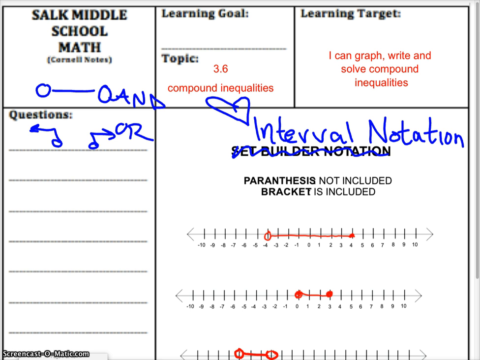And you're either going to have a situation that looks like this, parentheses. That's when it's not included or when you don't color. And you're going to have a situation with brackets. Brackets are more solid. See, it looks like a line, two lines on the top and bottom. Brackets means the number is included, which means you would color. So parentheses, don't color. Brackets, color.